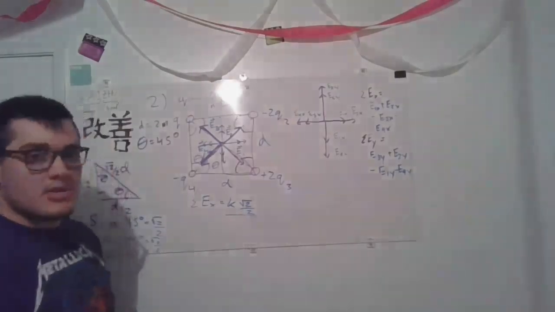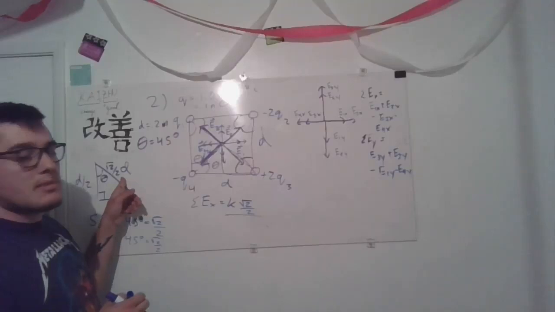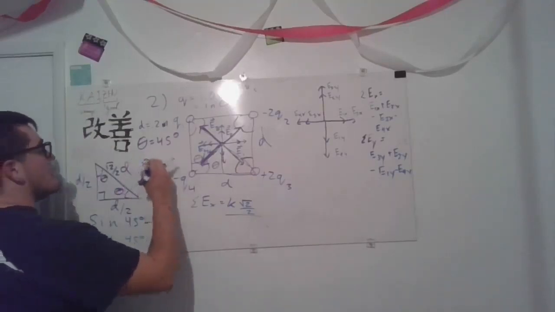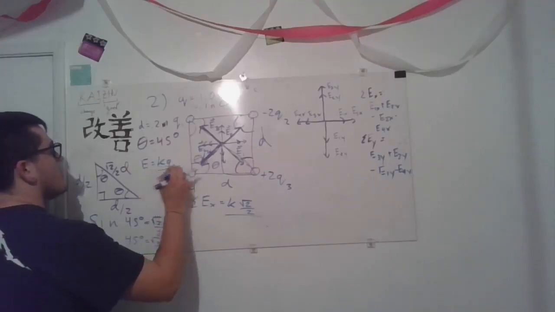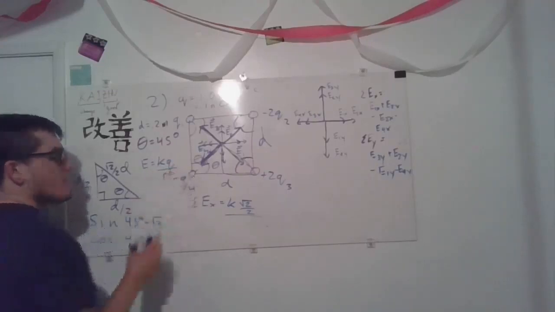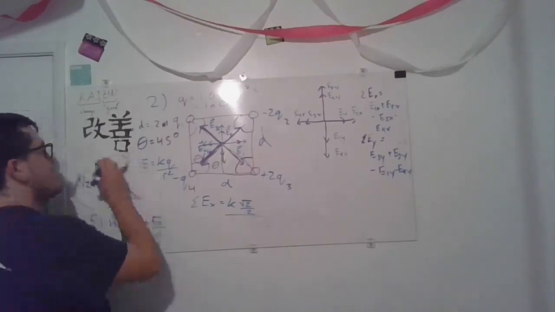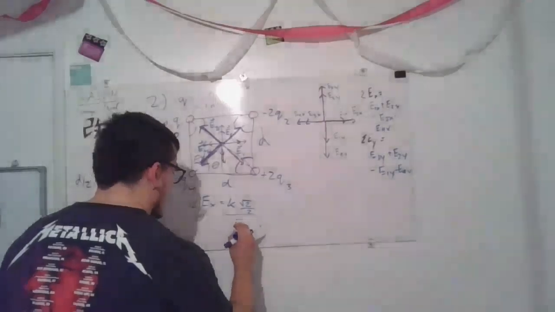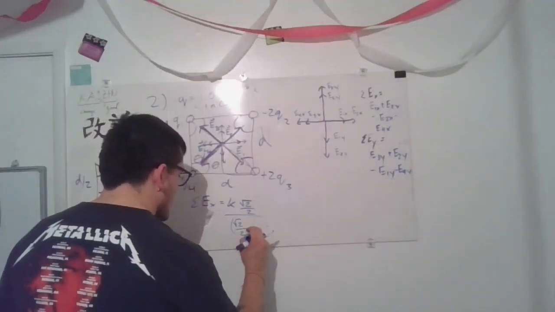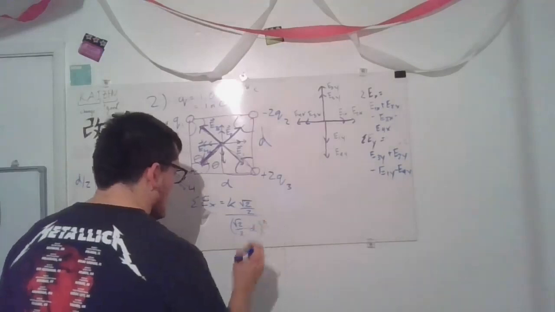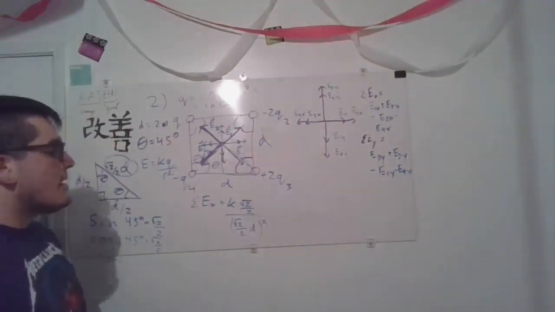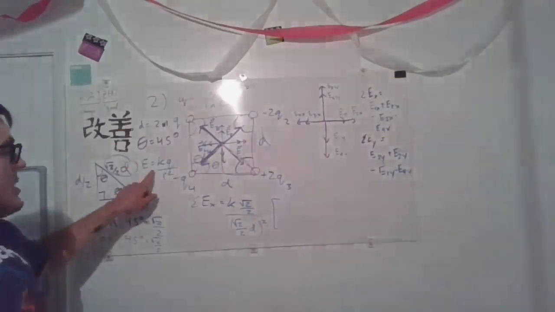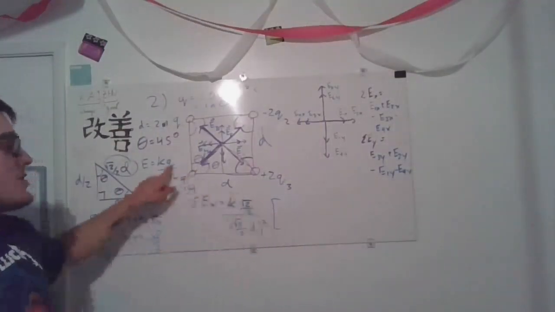And then what else do they share? Rad 2 over 2 times d. And remember, what is electric field? It's kq over r squared, right? So this r is squared. Okay, and now the only thing that we're going to be putting in this bracket is Q.